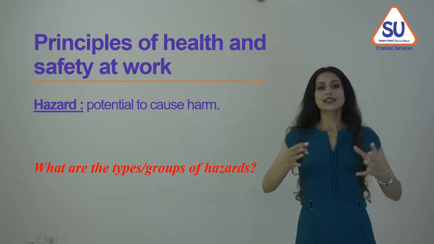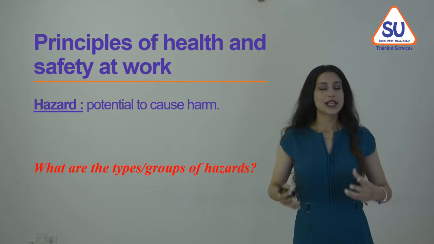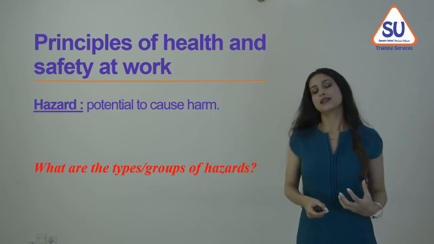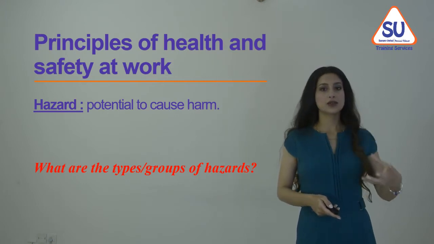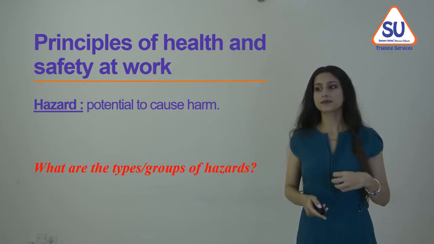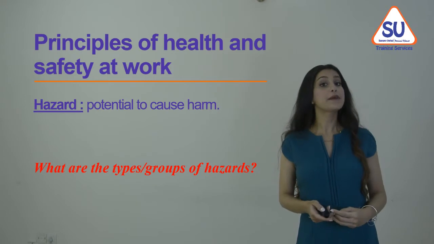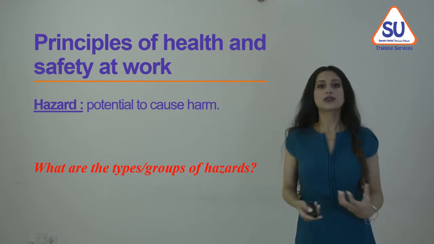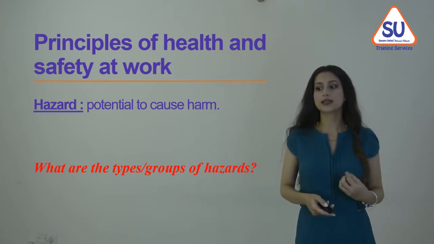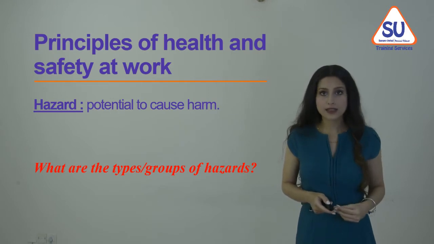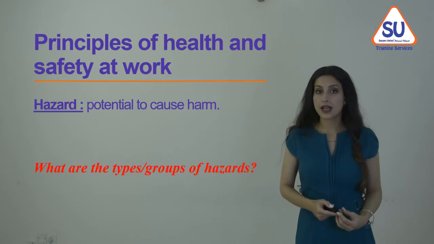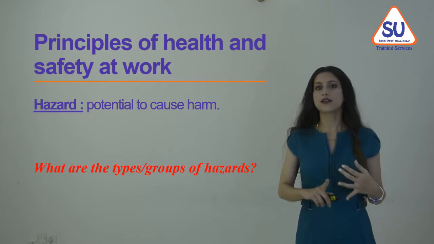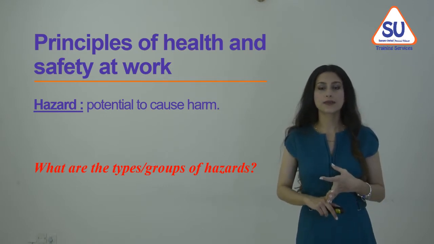Of course, hazards can be categorized into several groups. Generally, they are categorized into physical hazards, things like lighting, noise, vibration. There's also a category of chemical hazards, so corrosive, harmful, toxic, carcinogenic chemicals. There are organizational or psychological hazards, so things like stress, violence, bullying.